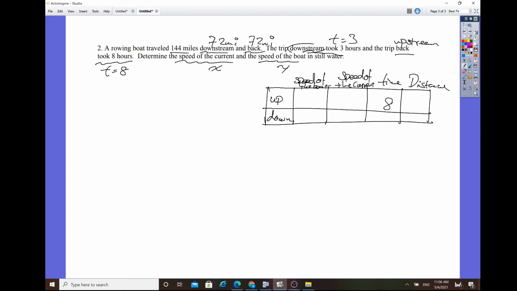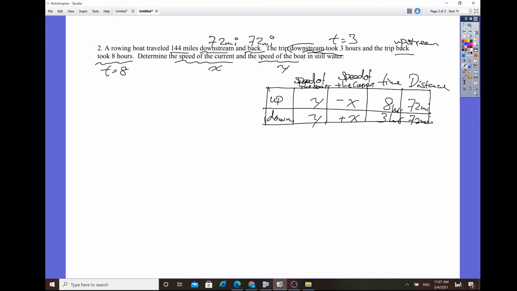So the speed against the current is y minus x. The speed of the boat is y. Speed of the boat is always y. And then the speed going downstream with the current is y plus x. The time it takes, 3 hours, less time. Distance, 72 miles, 72 miles. Put in the unit as well, hours. So that means the speed of the boat and the current would be what? The unit, miles per hour.